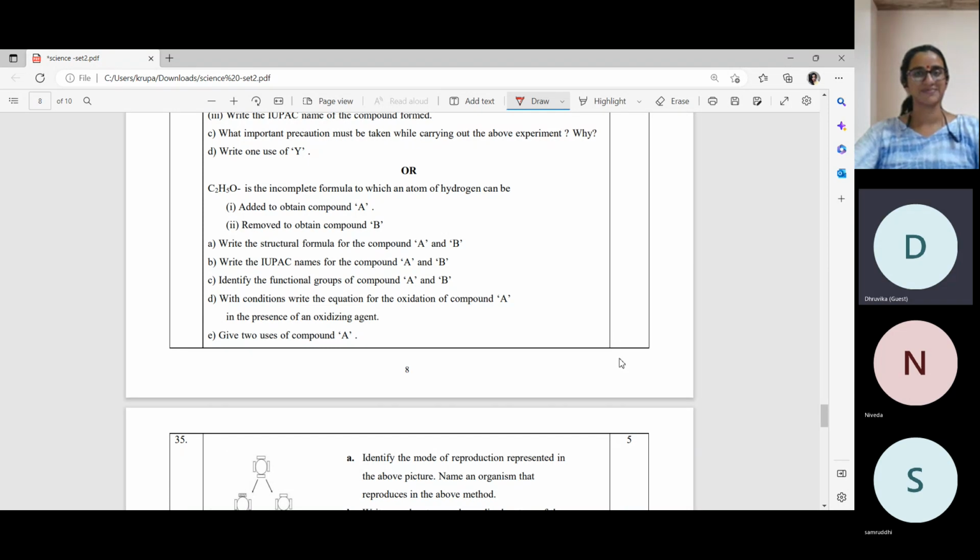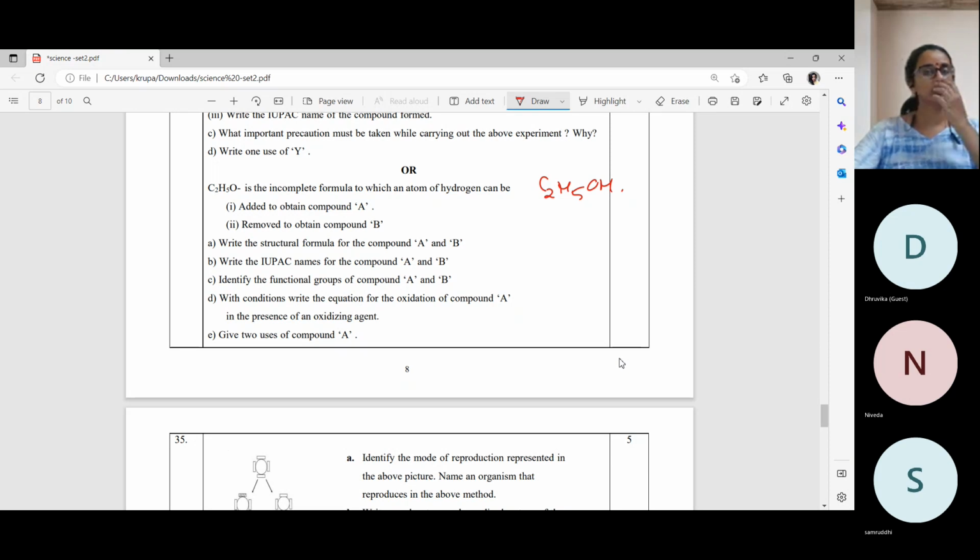So A is C2H5OH, which is ethanol. Excellent. And B is C2H6. No, the first is right. It says it is the incomplete formula to which, if an atom of hydrogen is added, you get A, but if the atom of hydrogen is removed, you will get a compound B. It's an interesting question.